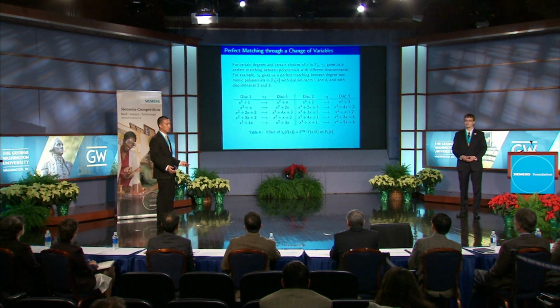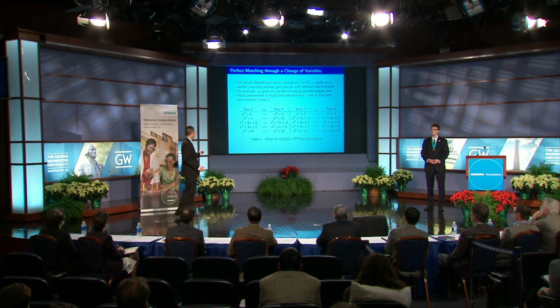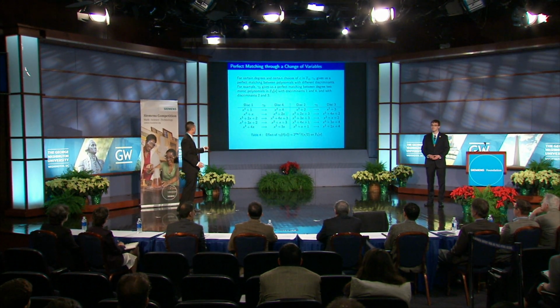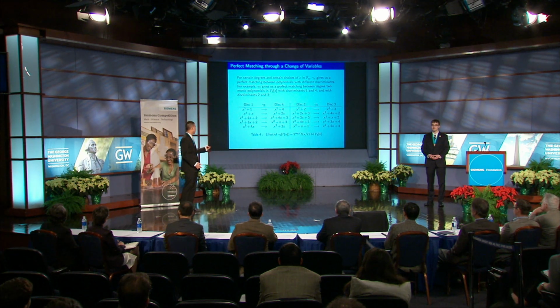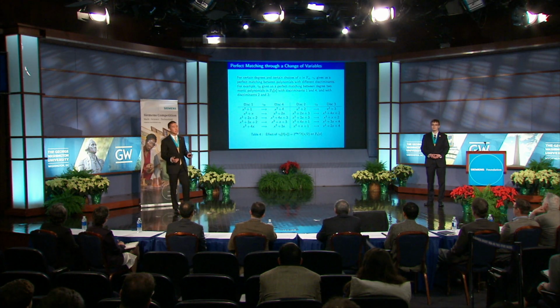Choosing c to be a generator of the multiplicative group of FQ, we use gamma c as a map to create a perfect matching, so to speak, between two equally sized sets, each containing polynomials of a common discriminant. For example, we show here the action of gamma 2 on the monic degree 2 polynomials in F5 bracket x. As you can see, gamma 2 sends all the discriminant 1 polynomials to the discriminant 4 polynomials, and it sends all the discriminant 2 polynomials to the discriminant 3 polynomials. This action was the central idea for our proofs of theorems 1 and 2.